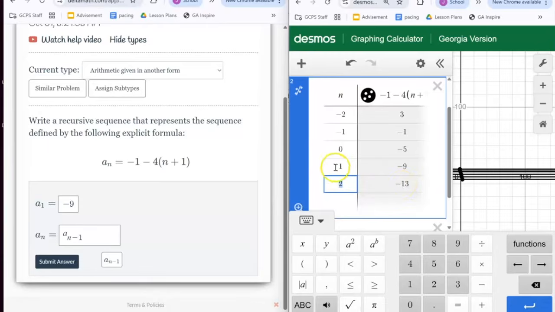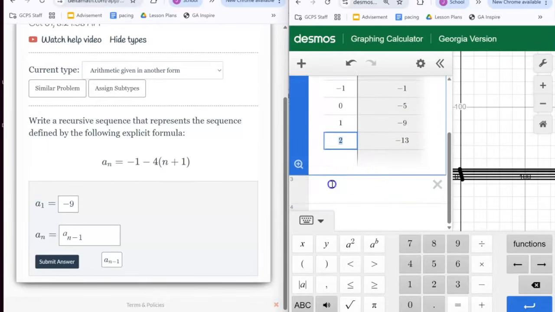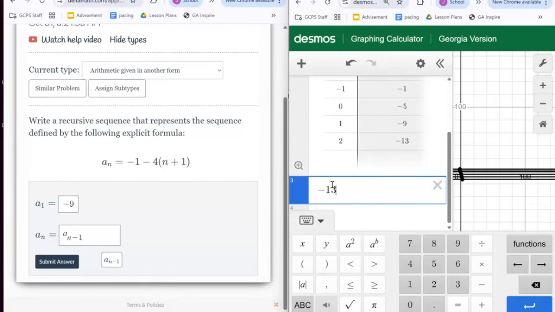-13 minus the first term, which is -9. So this is going to be -13 minus -9. That is the common difference. So I'm going to say that again.